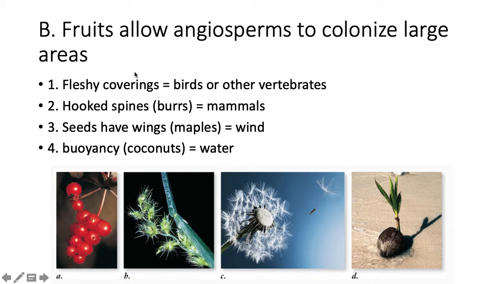Okay, so fruits allow these angiosperms to colonize large areas. If it has a fleshy covering, birds or other vertebrates might help it disperse to other areas. Hooked spines, like cockleburs, cling onto mammal fur, your dog, and your clothing, and they basically hitchhike to other places. Some seeds have developed wings, like maples, which look like helicopter seeds. Some seeds float. They're buoyant, like coconuts, so they float and travel to other places.